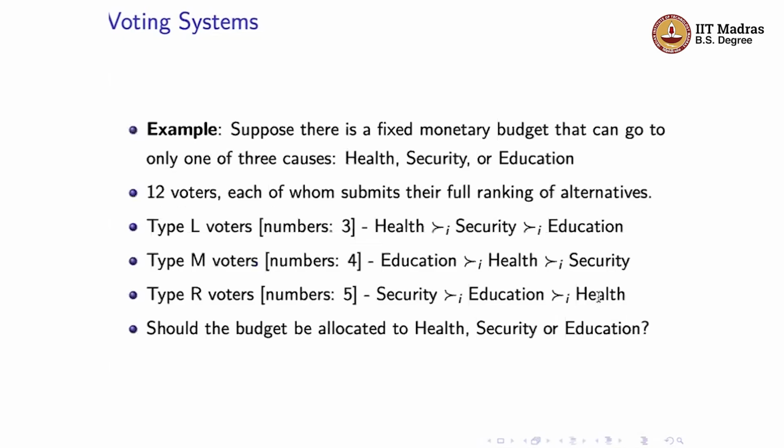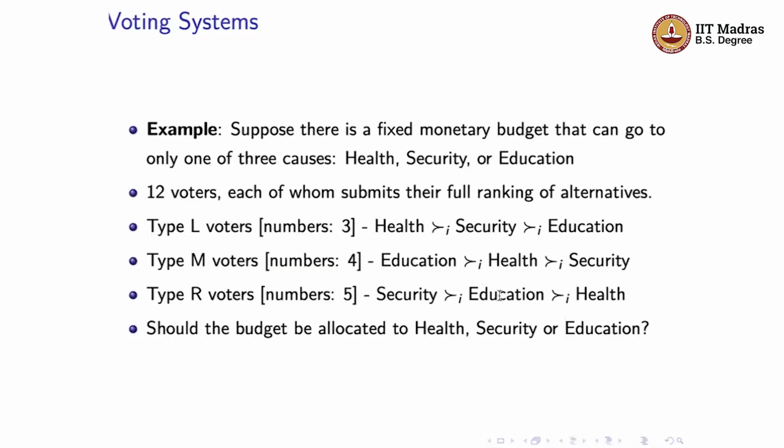So we have that three has health as the top, four has education, and five has security. So the total number of voters is 12. There are no issues that have received more than six votes, so we do not yet meet that 50% criteria. In that case, we have to eliminate the lowest first rank position, right? So what is the lowest? That is health, because health got only three votes.